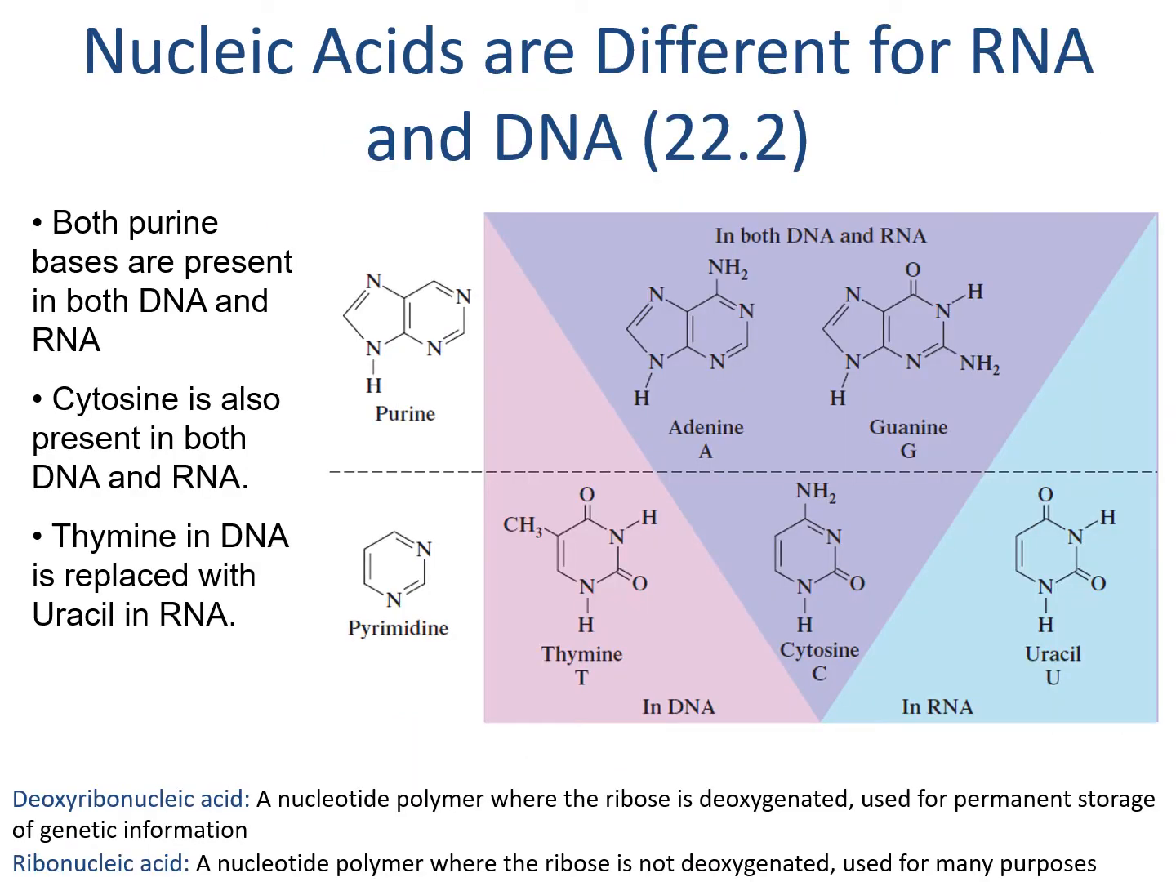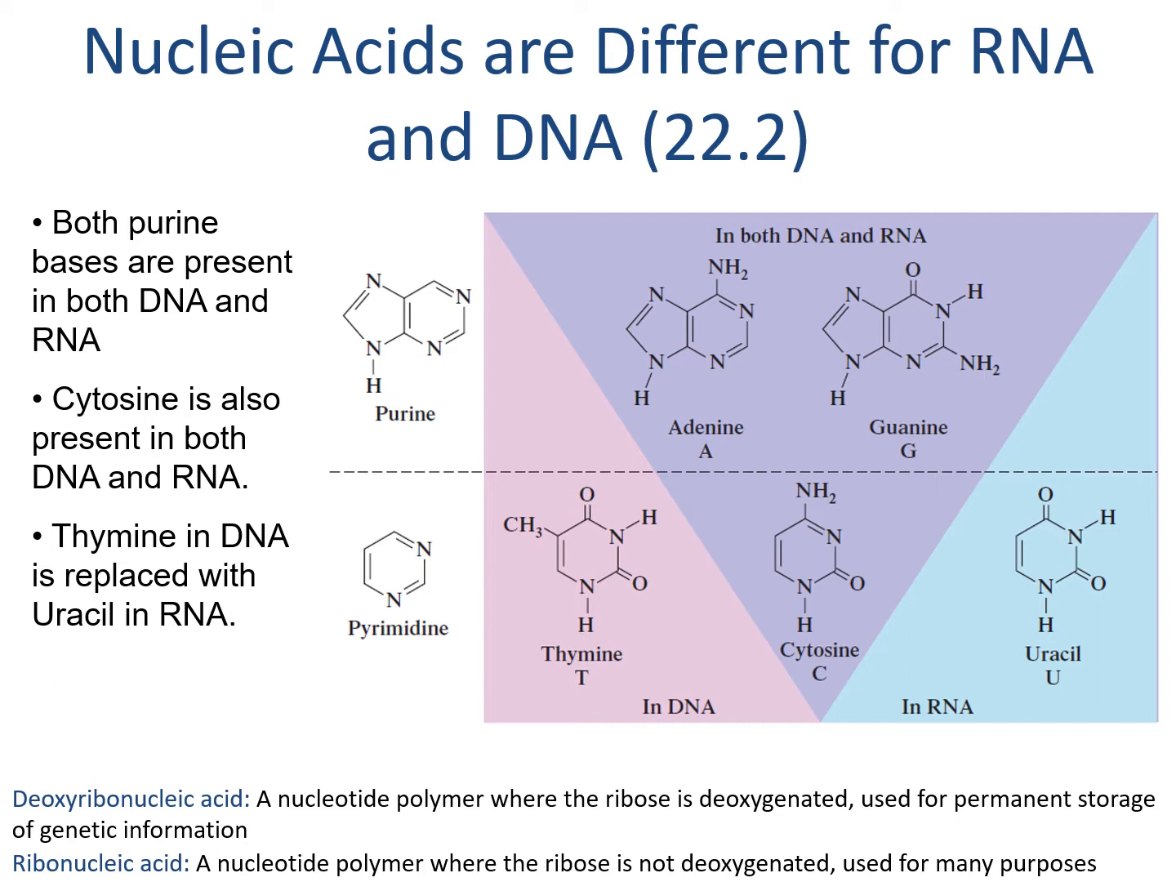In both DNA and RNA, we have 4 bases that we use to encode all of the information that we use in the nucleic acid. However, the bases that we use for DNA and RNA are different. In both DNA and RNA, we use both purine bases, adenine and guanine. In both DNA and RNA, we also use cytosine, one of our pyrimidine bases. However, the other pyrimidine base is different depending on whether we're in DNA or in RNA.